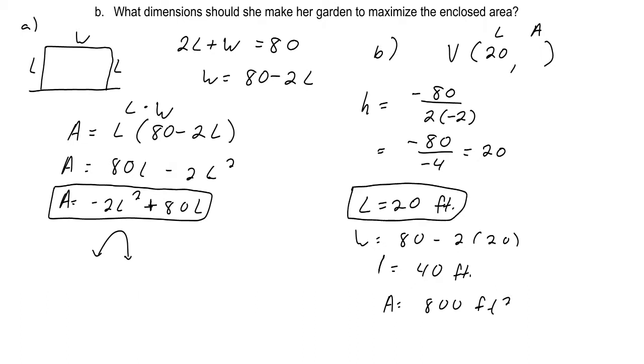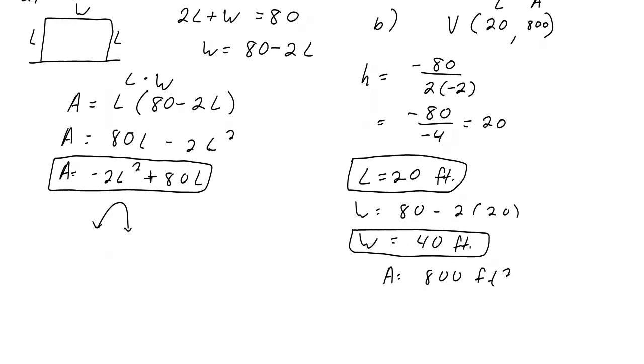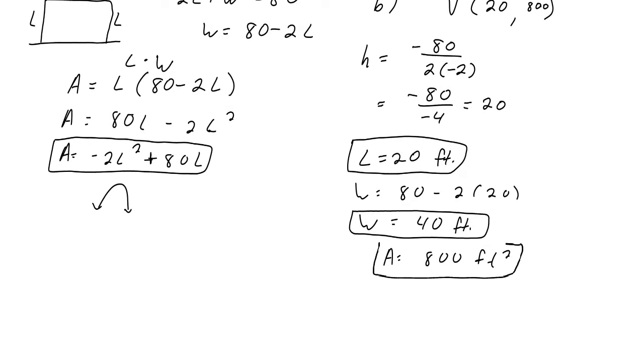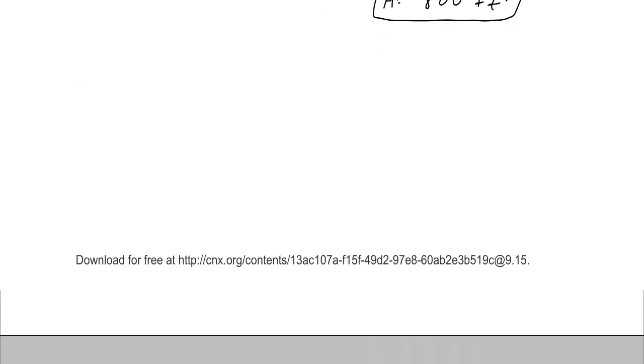The question is, what are the dimensions? So let's go ahead and just box these in. Now the area is the 800, so my vertex actually ends up being (20, 800). Or at least it should be. I'm going to go ahead and check that. Negative 2 times 20 squared plus 80 times 20. Yes, it is, 800. The context still fits. All right, let's move on to our next question.